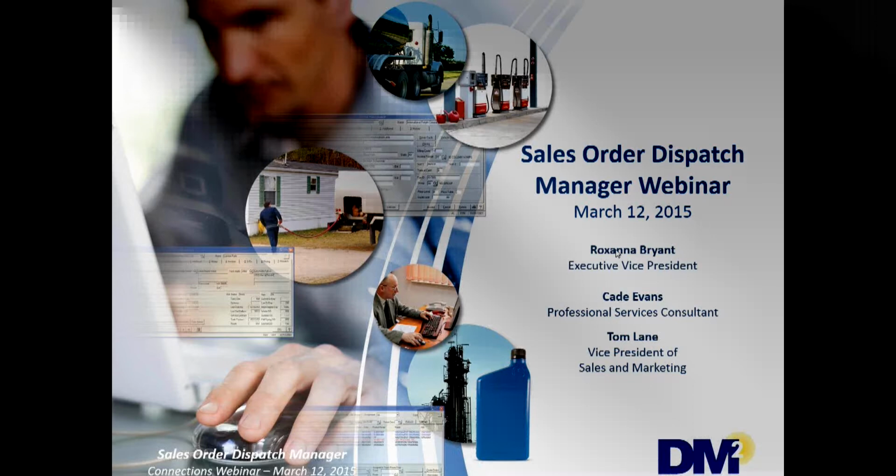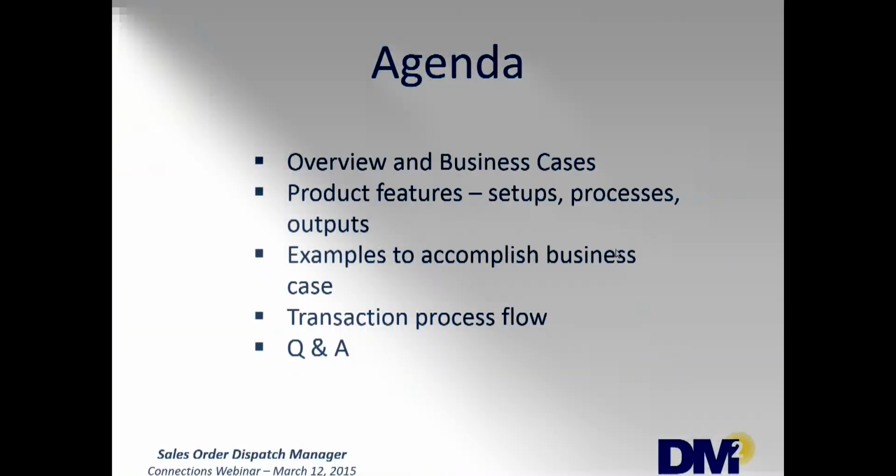Welcome, everyone. Well, let's just jump right in with the agenda. We're going to give an overview of the reason behind this and the business cases for this feature within the product. Then we're going to talk about some of the product features, the setups and processes that are part of the requirements, as well as what the outputs are. And then go through some examples that accomplish the business cases or reasons for the development of this feature. And then review some of the transaction process flow in the actual software so you can see how that works. So let's get started.